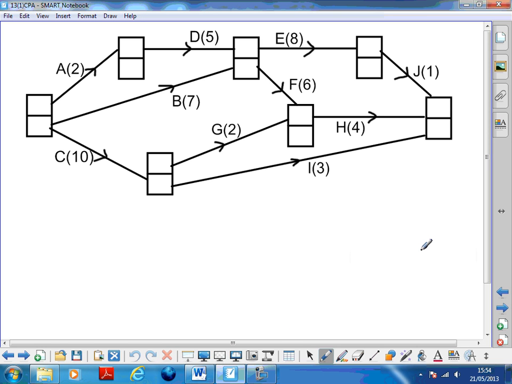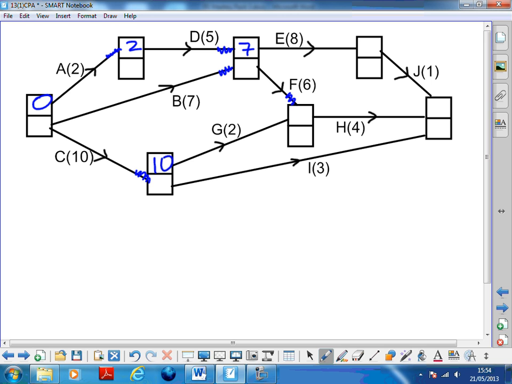Okay, so I'm just going to go through some more examples. Forward pass: this event has got one thing going into it, so that's easy. This one down here has also got one thing going in, so that's easy. This one up here's got two things going into it. 2 add 5 is 7, 0 add 7 is 7, biggest one is 7.